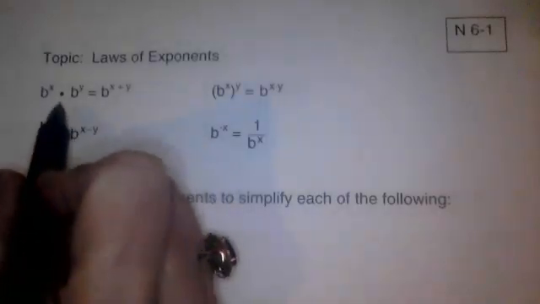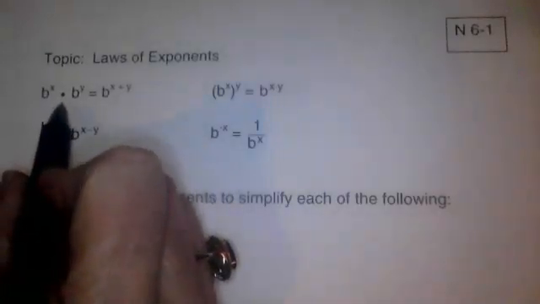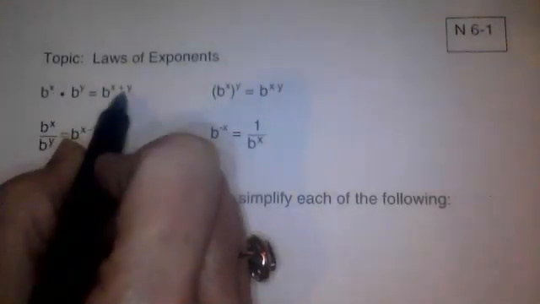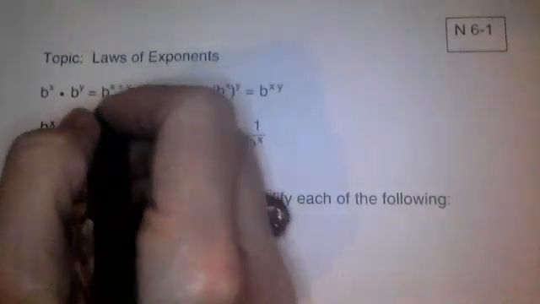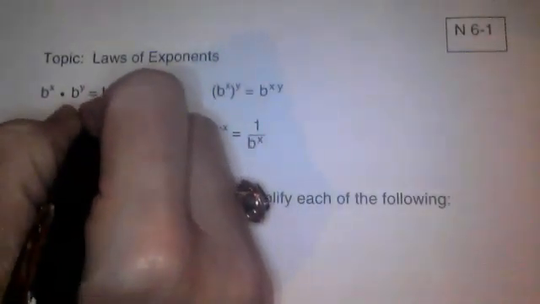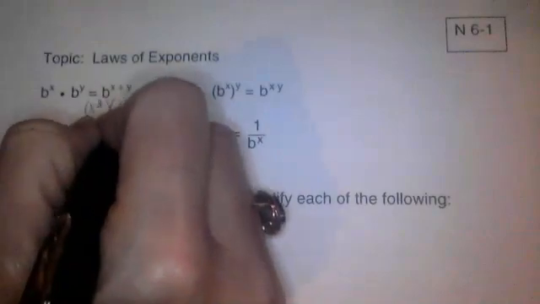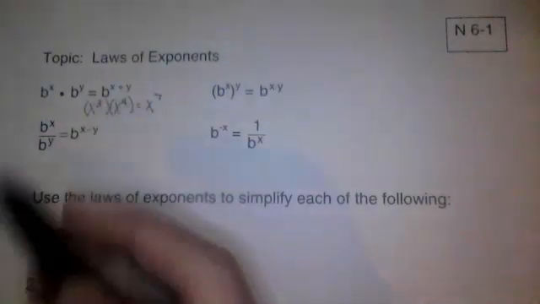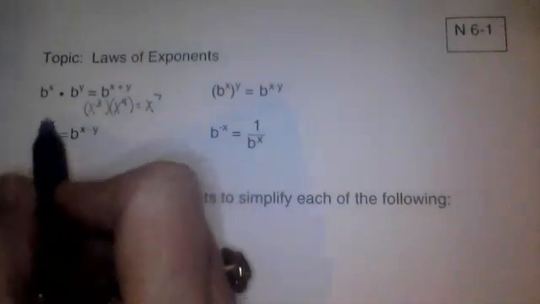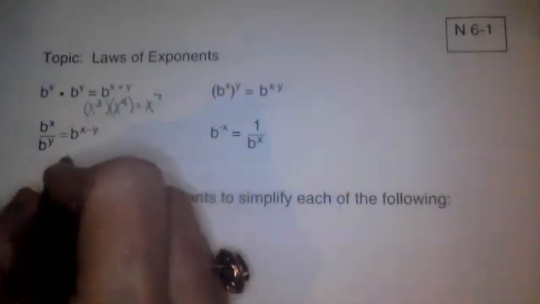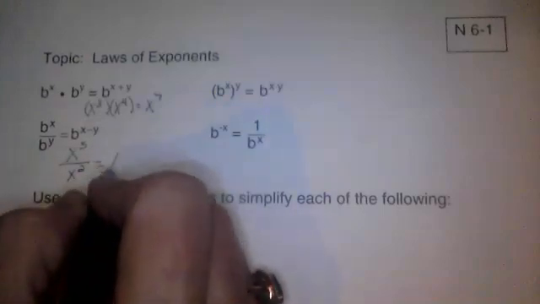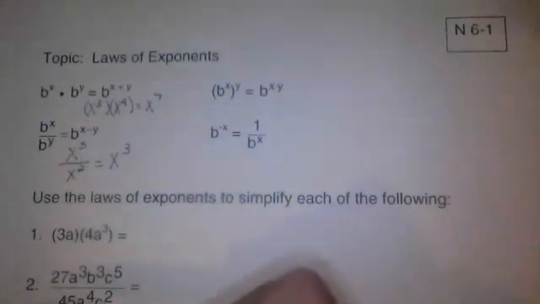The first one is if you're multiplying two things together, then we're going to add the exponents. So, for example, if I had x to the third power times x to the fourth power, then I get x to the seventh power. When I'm multiplying, I add the exponents. And the same with dividing. When I divide, I subtract the exponents. So if I have x to the fifth power divided by x to the second power, I get x to the third power. When I divide, I subtract.